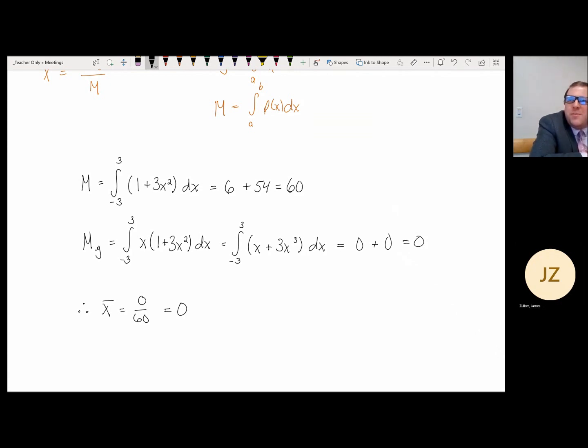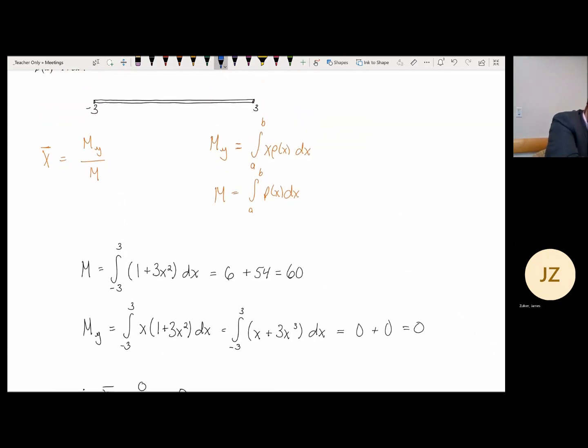Center of mass, Y moment over total mass, so just 0 over 60, which is 0. Looks about halfway. No, it doesn't. The halfway point would be here. Not good enough for government work. We're going to pretend that's the 0. So put a fulcrum there, and the wire would be perfectly balanced.